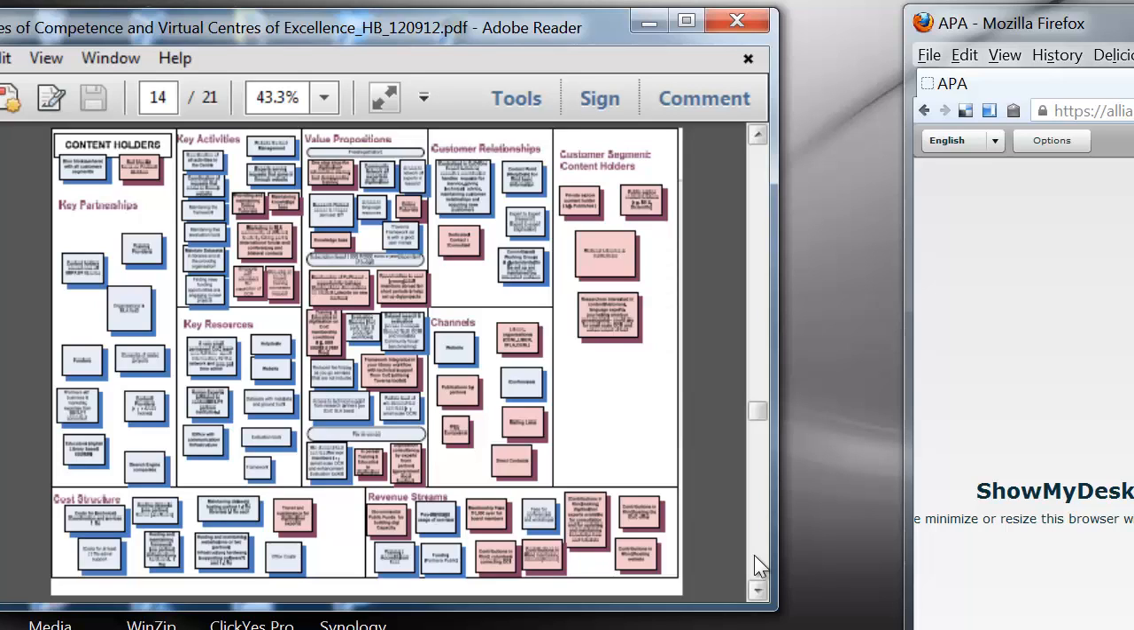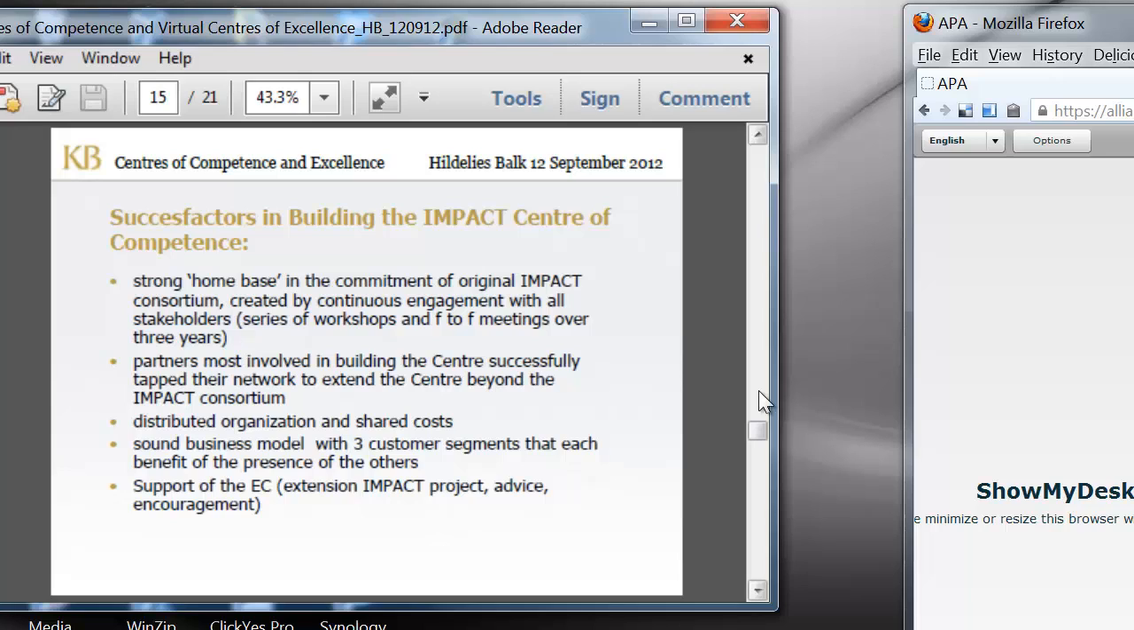This is what came out of the canvas. We identified those three big target groups that would all benefit from each other, and we defined all these 9 building blocks for our center of competence. This is the canvas that came out of all these sessions, the one for content holders. But we also had one for researchers, and one for service providers. These canvases are really good for still selling the value of the center. You can always go back to them and use them in your marketing and business development. It has been very beneficial, as much as it has been fun.